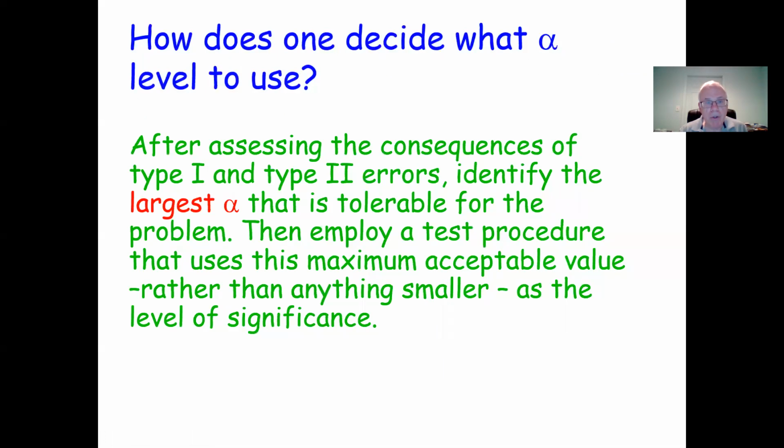So this is our conclusion. After assessing the consequences of type 1 and type 2 errors, identify the largest alpha that is tolerable for the problem. So we don't want too big of a type 2 error, too big of a beta. So again, in many cases, especially in the social sciences, they use 0.05 for your alpha for the probability of a type 1 error.